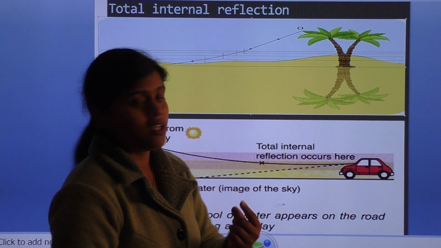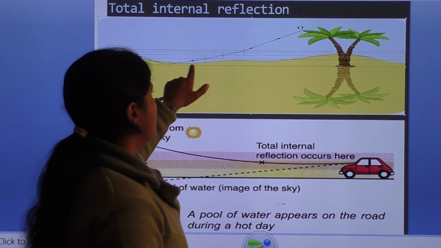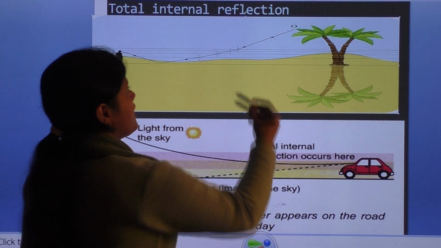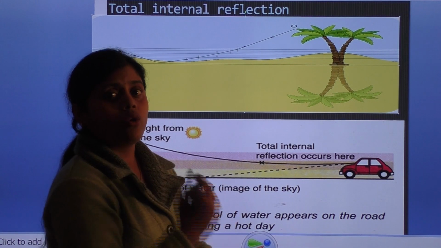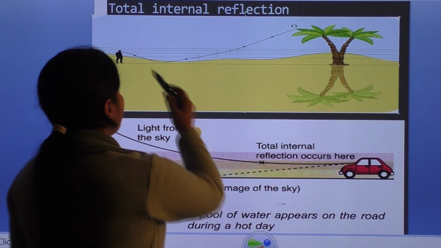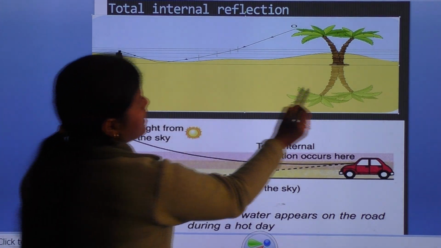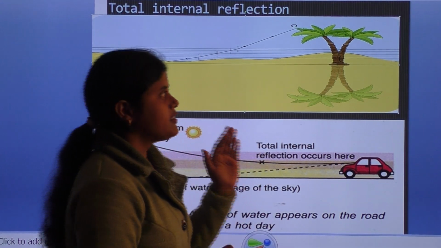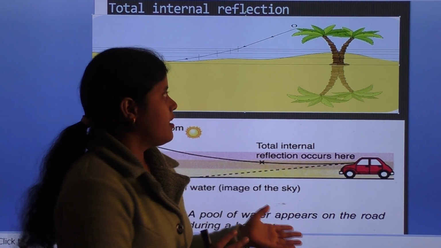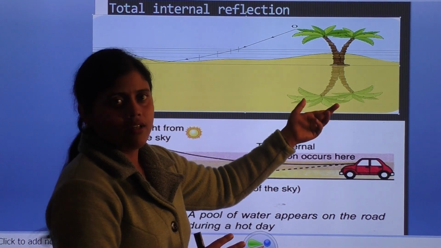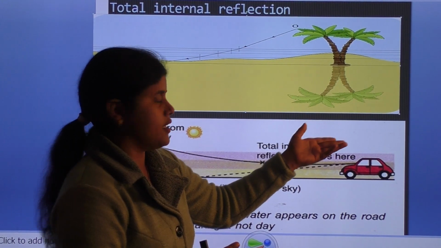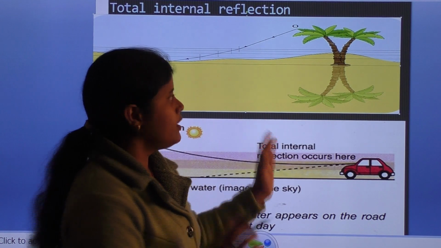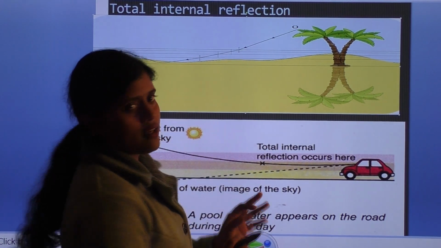And it happens not once, but several times. You can see the layers I have drawn. So when this happens several times, what happens? At a certain angle, the total internal reflection occurs, which the viewer can see from his eye. So he will see the image of the tree here with green leaves and brown trunk. That means he will think that there is some water near the tree. That's why the reflection, the image formation, is happening, but actually it is happening not because of the presence of water, because there is no water there. It is only happening because of the total internal reflection.